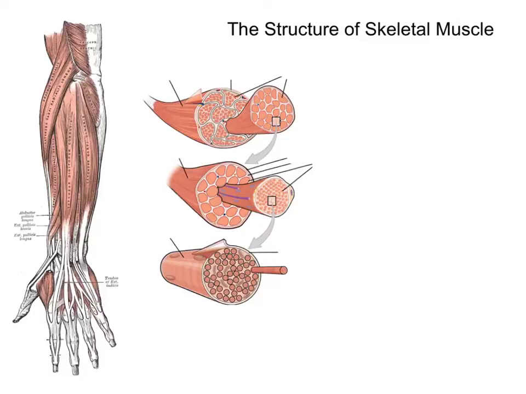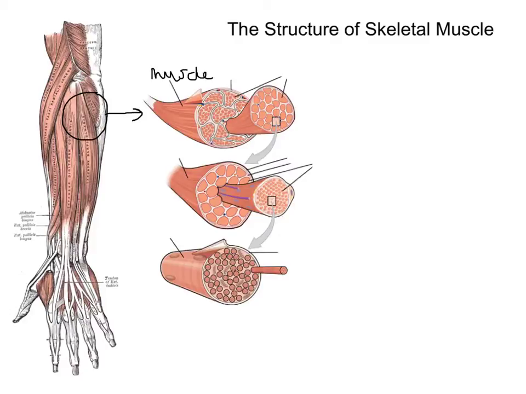So on the left we have a diagrammatic anatomical version of the upper arm, or arm around the elbow, and then our forearm. So I'm just going to take this portion here. I'm going to zoom in, and that's what this picture is here. I'm zooming in, if you like, on that muscle. So what we have here, if I just label it, this is our skeletal muscle.